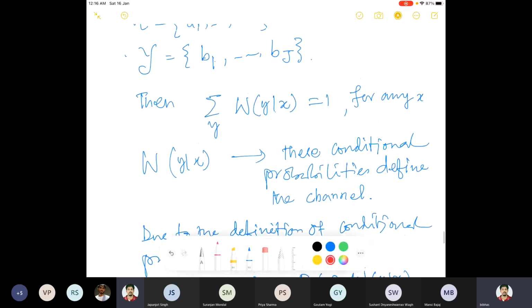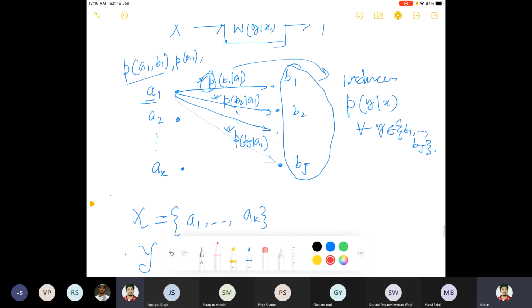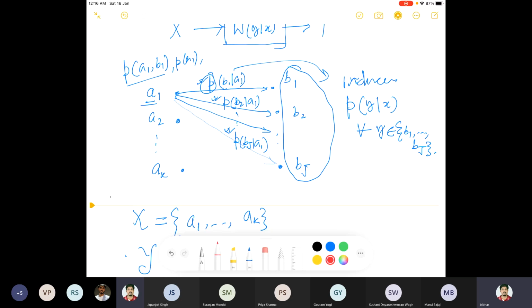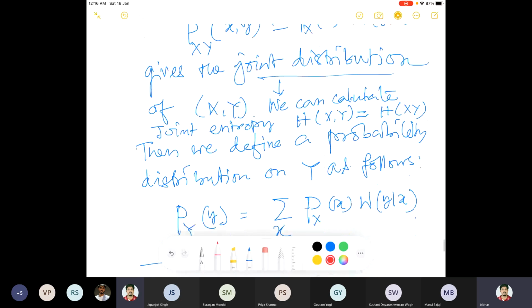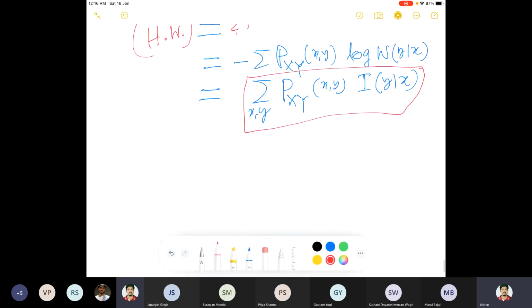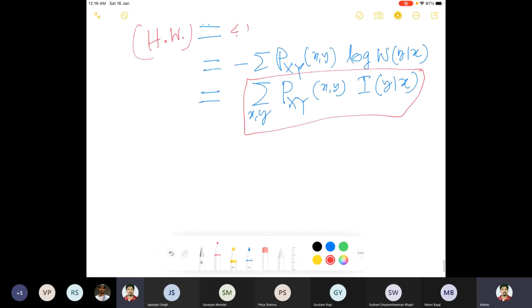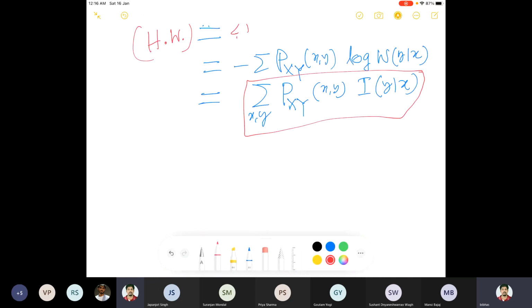Whenever we have this B1 A1 A2 AK and B1 B2 BJ, and if we have this conditional probability, this is what it implies. So this is a working definition. That means this works in the sense of a communication system where we have information or symbols which are being transmitted from an input source to an output source.